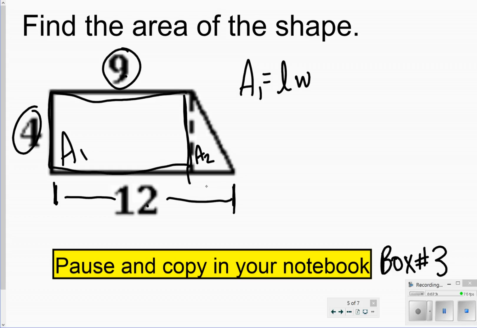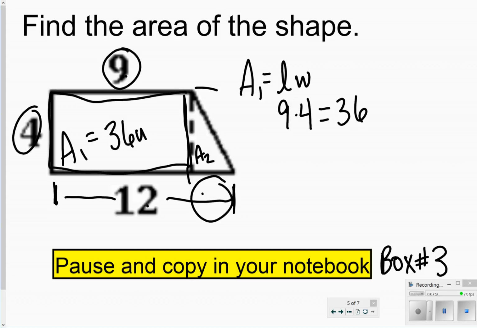And since this area right here is not congruent up here on the top, then we know we can't use it, all right? So therefore, we are going to have to use 9 times 4. So 9 times 4, and the area for that space is 36. So space number 1, the area is 36 units.